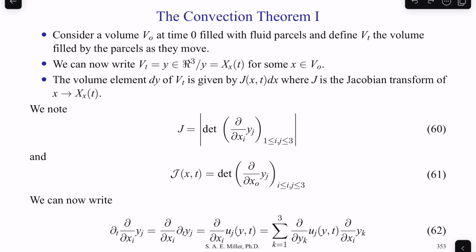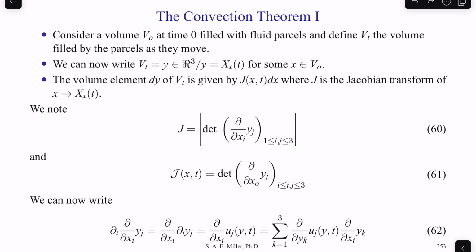We'll write V sub t as y in 3 dimensions, where y goes as x at t for some x in V0. The volume element dy of V sub t, that's a volume as it's moving, is given by J at x, t, the Jacobian, which is a transform of x going to x sub t. This notation was denoted in our previous lecture.